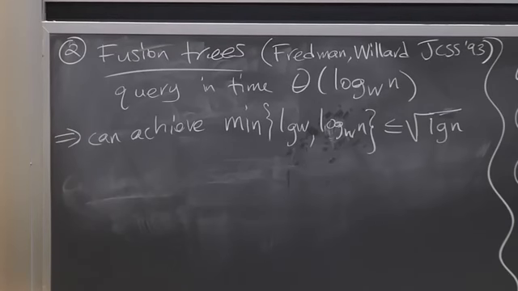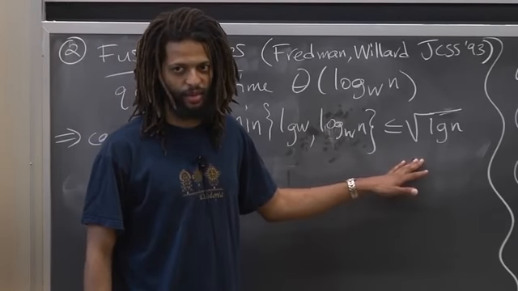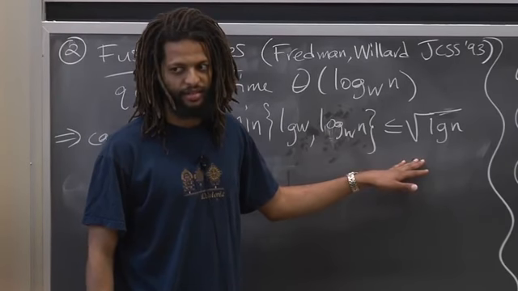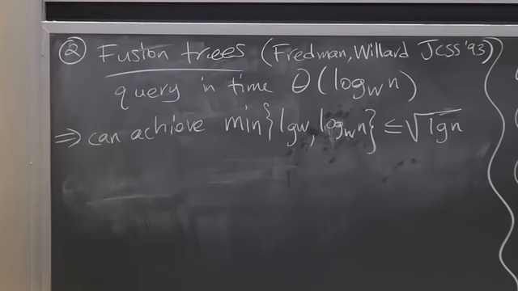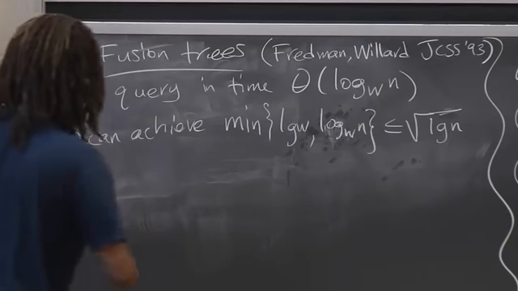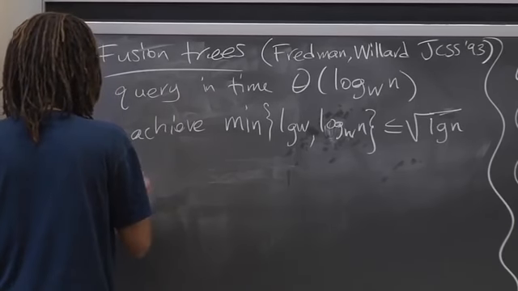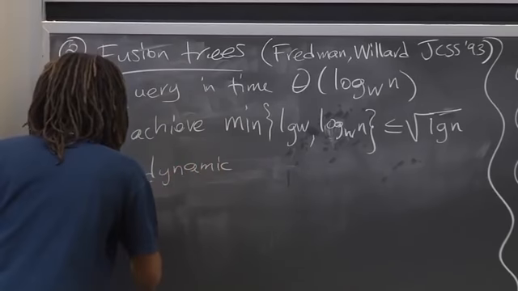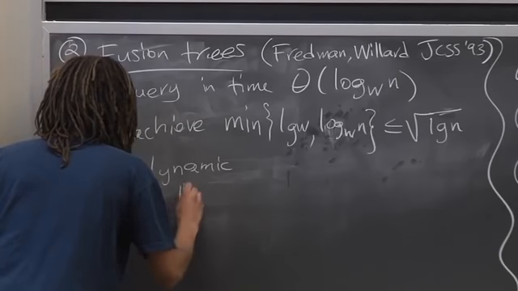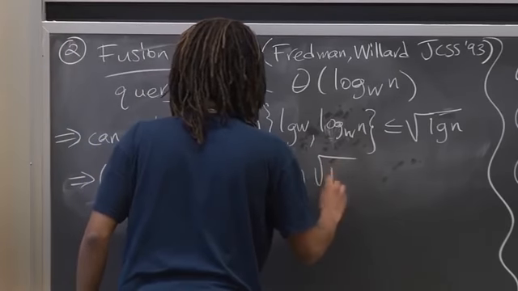Okay, good. And I mentioned that this can be made dynamic. So in particular, that means you can sort in time n times the square root of log n. This is something I won't cover in this class. This implies, with dynamic fusion trees, O of n root log n sorting.